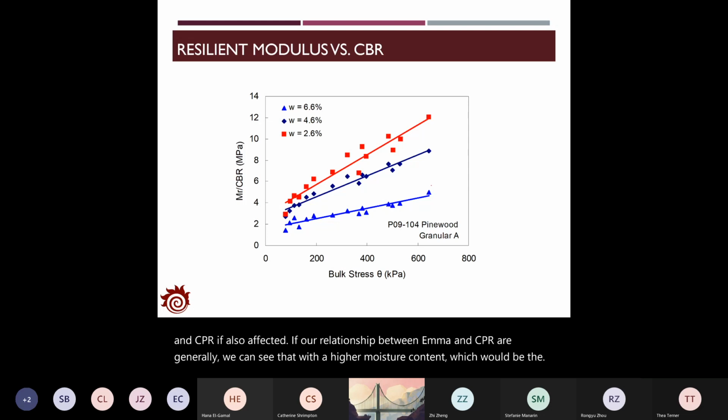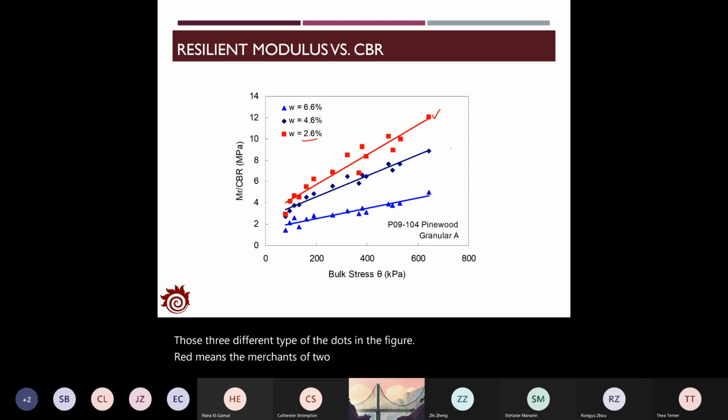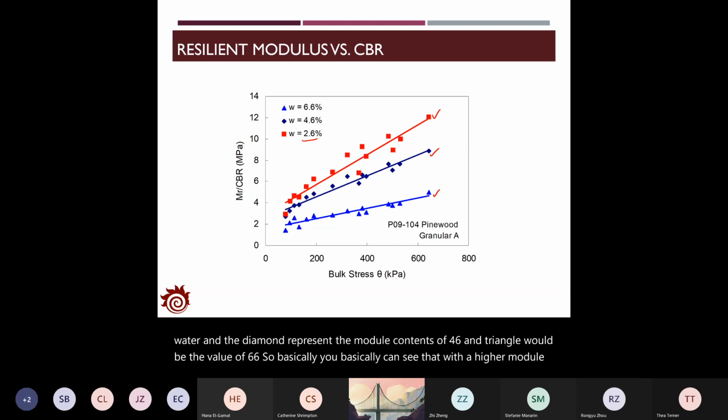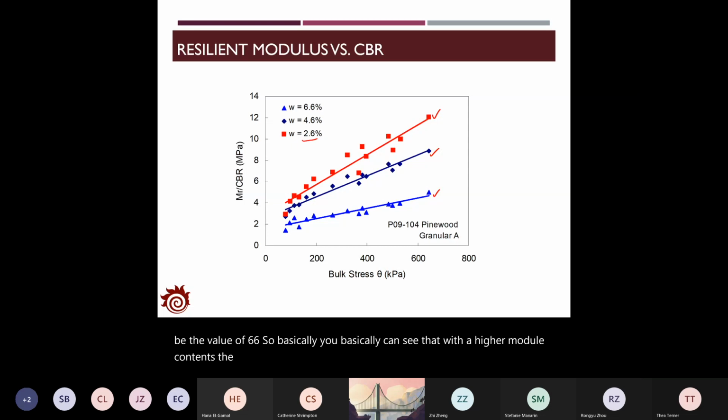those three different types of dots in the figure. Red means the moisture content of 2.6%, which does not contain a large amount of water, and the diamond represents the moisture content of 4.6%, and the triangle would be the value of 6.6%. So basically, you can see that with a higher moisture content, the MR divided by CBR values would be smaller.